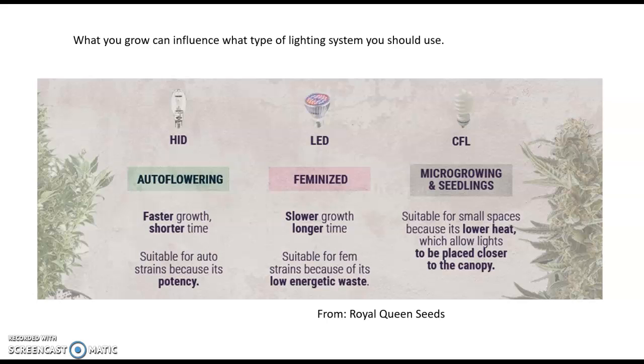Slower growth, a longer time. And so here we would want something that's more energy efficient. And then they have compact fluorescent lights that they recommend for micro growing and seedlings. These are good for small spaces. They're low heat and can be placed close to the canopy and not burn the plants.